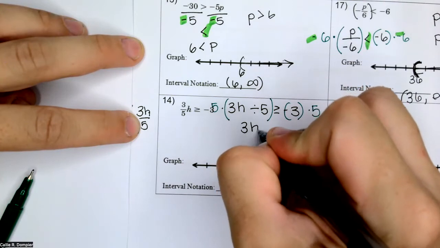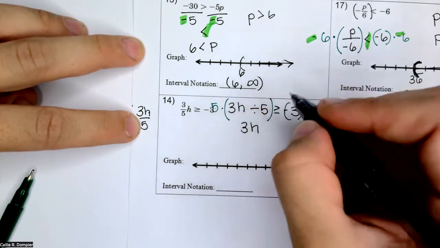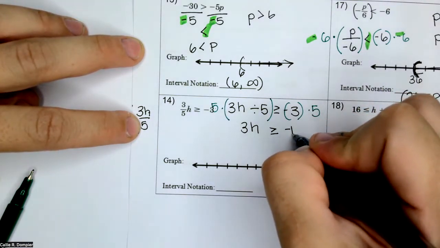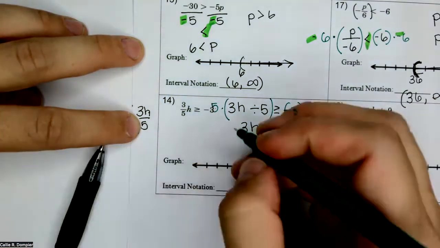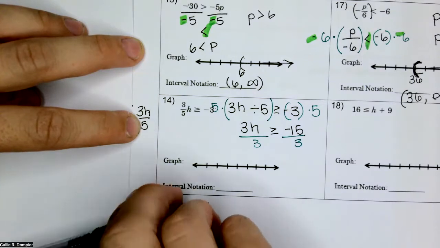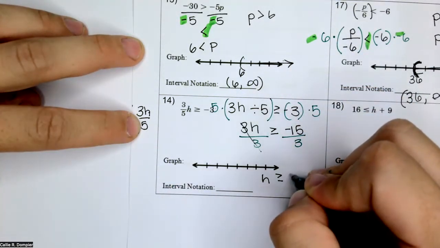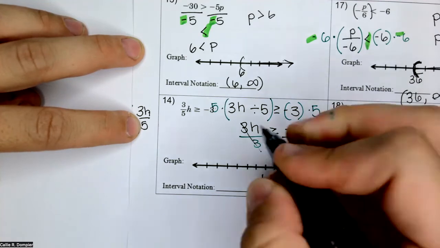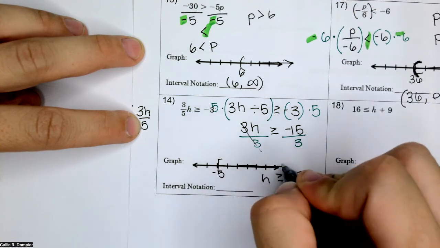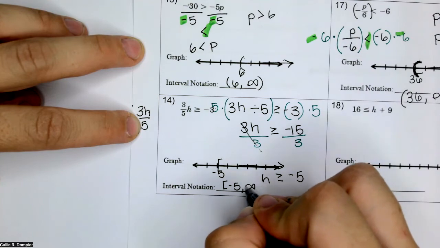So I just have 3h here because 5 being multiplied by something that you're dividing by 5 just leaves you with that original. We're multiplying it by a positive 5, so we don't have to worry about flipping the signs. And then we divide by 3 to get rid of that being multiplied by 3. H is greater than or equal to negative 5. Because of the equal to, it'll be a bracket. Negative 5 to infinity.